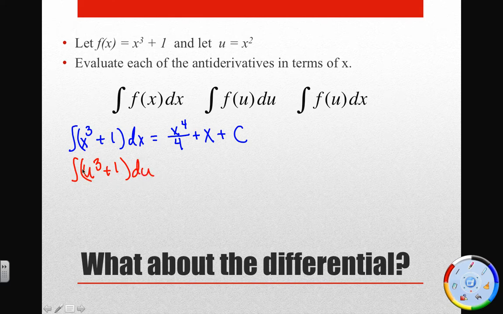Now I can't plug in what u is because the differential is du, so I actually want to take the antiderivative with respect to u in this case. So the antiderivative here is going to be the same as before, only with u's instead of x's.